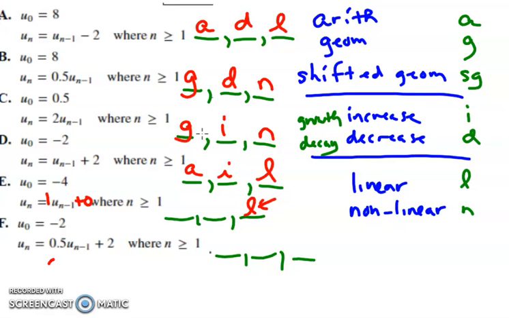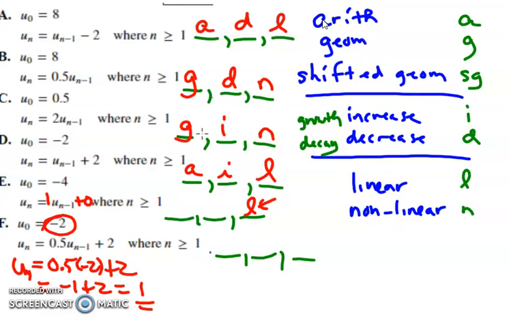So what I would do again is I would put in -2 to see what the answer is for U1. Find out, is it going up or down? So half of -2 is -1, and I add 2 to that, I get the final answer of 1. So this is going to be a growth, so this is going to be an I, increase.